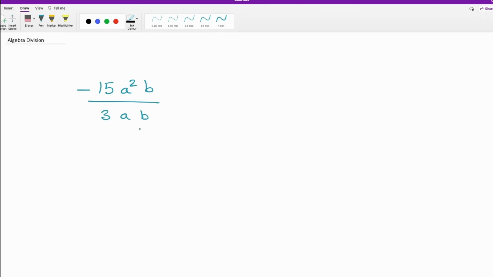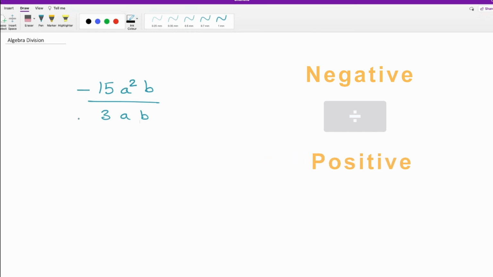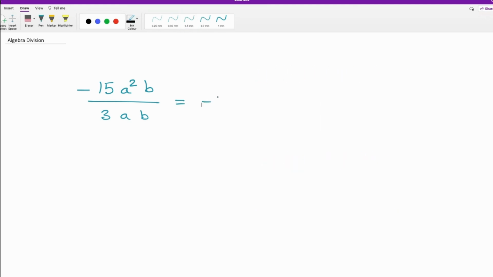Let's have a look at another question type. In this case, we've got minus 15a squared b divided by 3ab. Let's use the same process as we did before. First, let's have a look at our signs. We've got a negative on the top and a positive on the bottom. Whenever we have a negative dividing with a positive or vice versa, our answer will also be negative. And that's what we're going to input over here. That's our first step done.